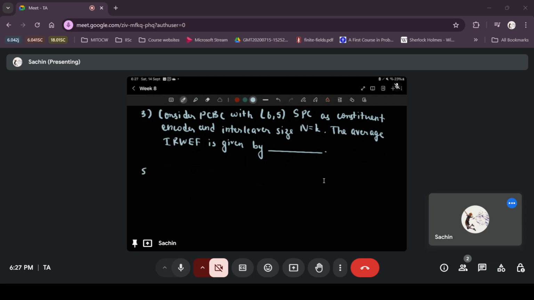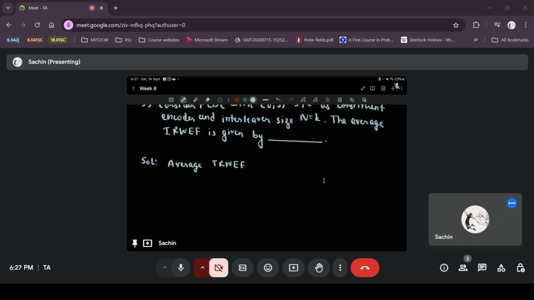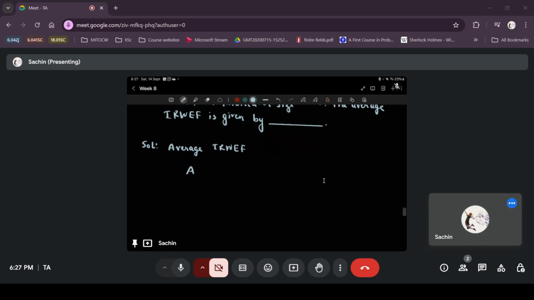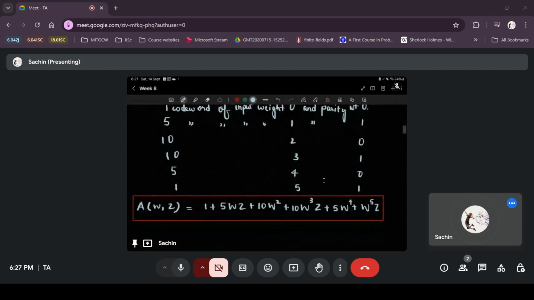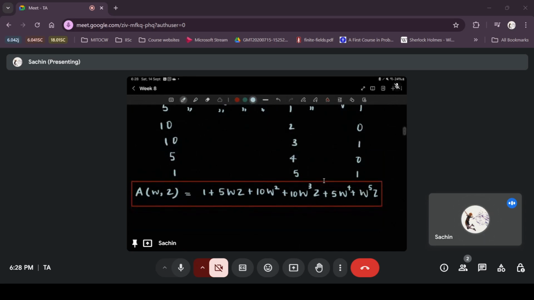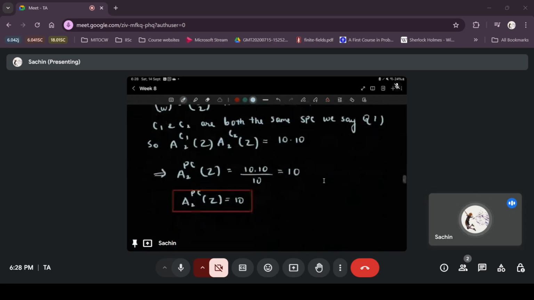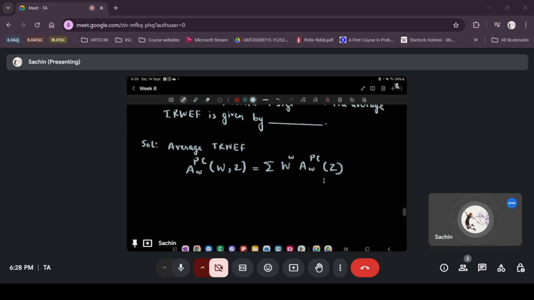Now the average IRWEF function is given as AW PC of W comma Z is the summation of AW PC of Z multiplied by W power W. Here, in the first question what we saw was the IRWEF of only one of those codes, one of the constituent encoders, A of W comma Z. But here you have a parallel concatenation of two such encoders, so you take the average.